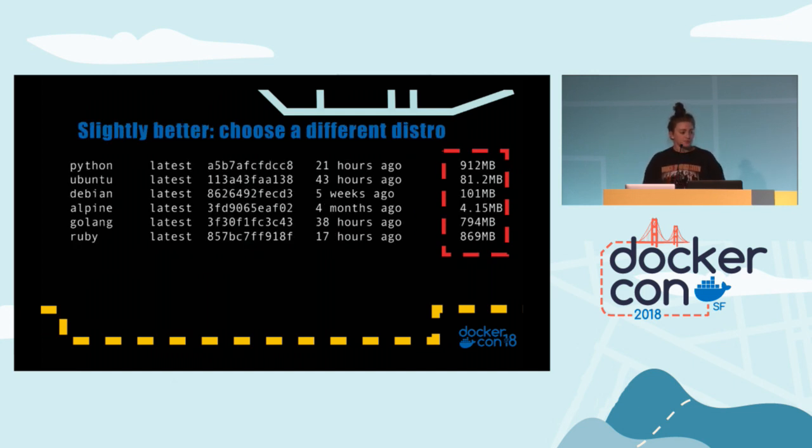So, slightly better, right? I can choose a different distro. I can either use that minimal base image, or I can use something that's just a different distro, or I can use something that's specifically designed for the language that I'm writing in. That might mean switching from an Ubuntu image to a Python image, or from a Debian image to the Alpine image, or using the official Go image or the official Ruby image.